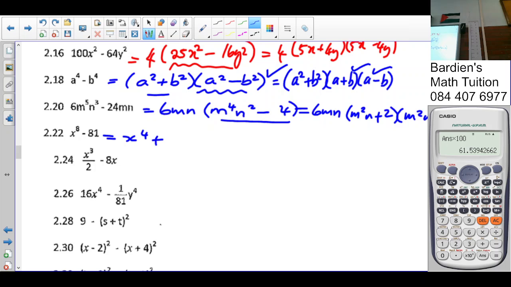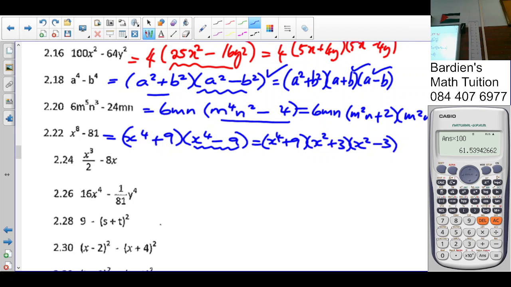x to the 4 plus 9, x to the 4 minus 9. However, difference of 2 squares again, not so? x to the 4 plus 9, x squared plus 3, x squared minus 3. Can I take it again? No, the 3 is not a perfect square.